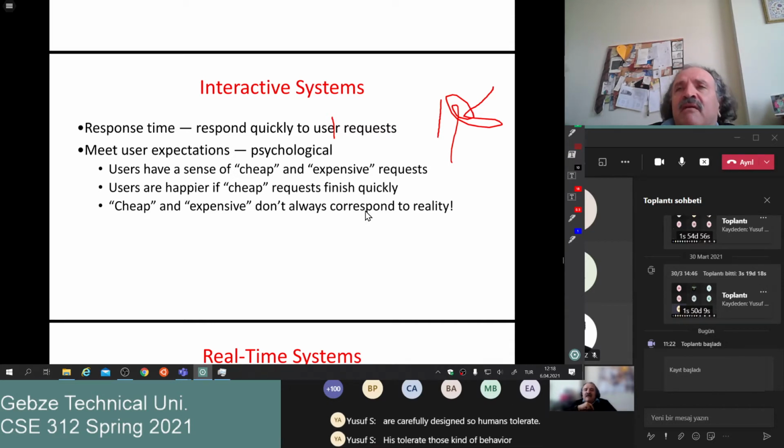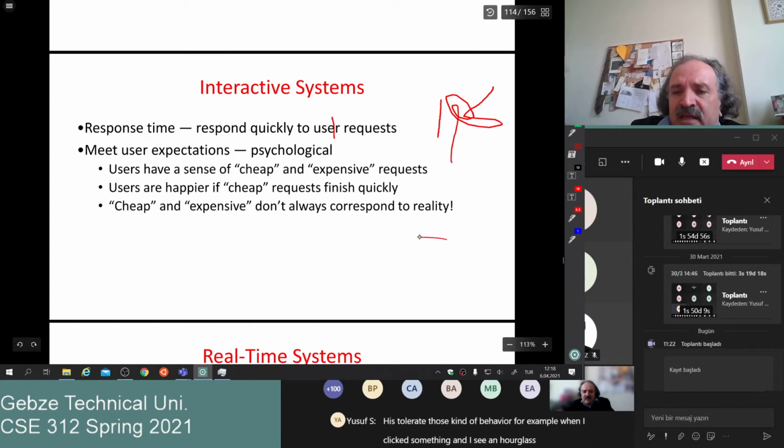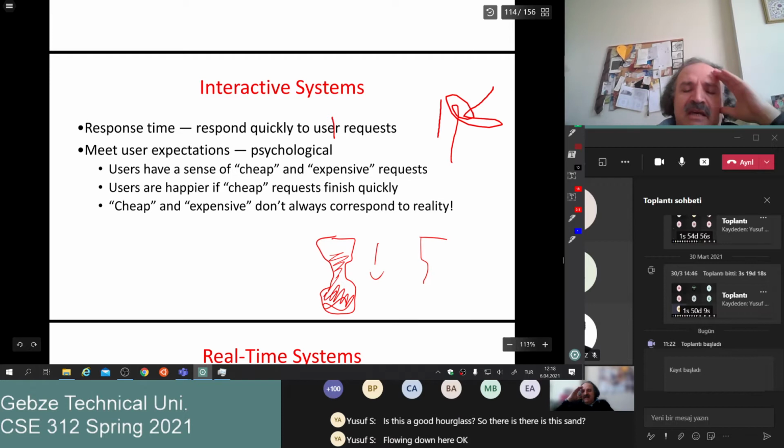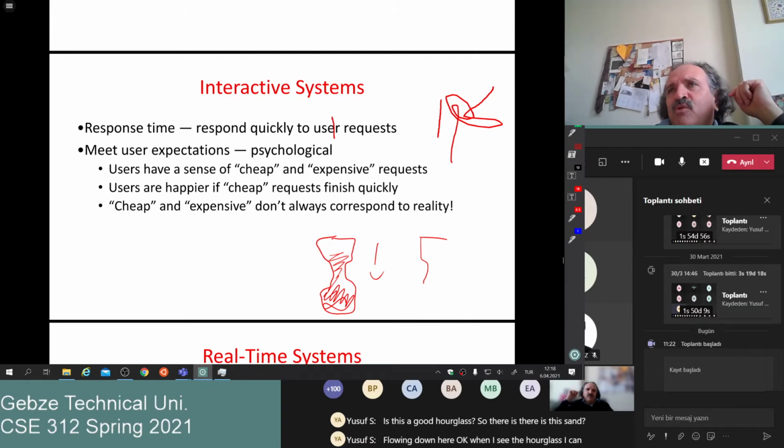For example, when I click something and I see an hourglass, there is an hourglass. Like, how do you draw an hourglass? Is this a good hourglass? So there is this sand flowing down here. Okay, when I see the hourglass, I know that the computer is doing something, and I can tolerate this.